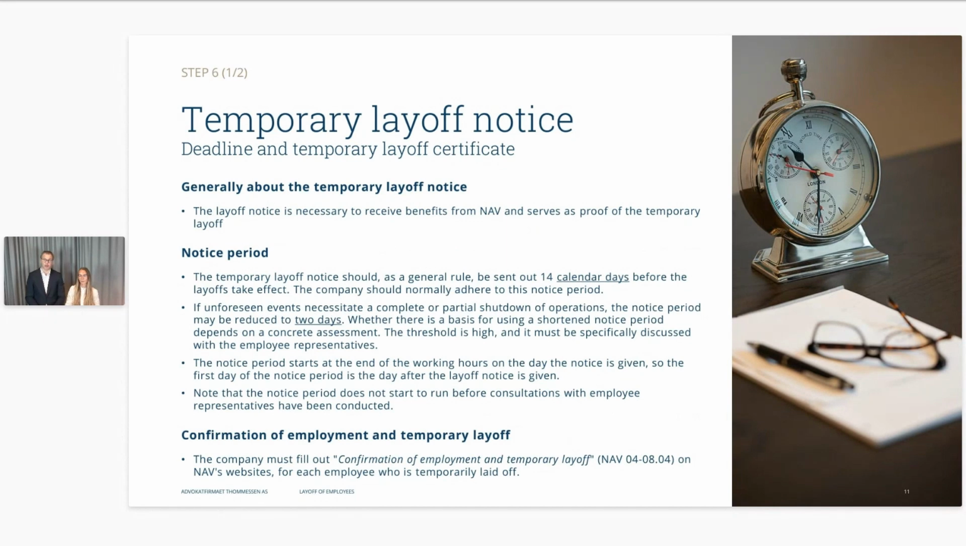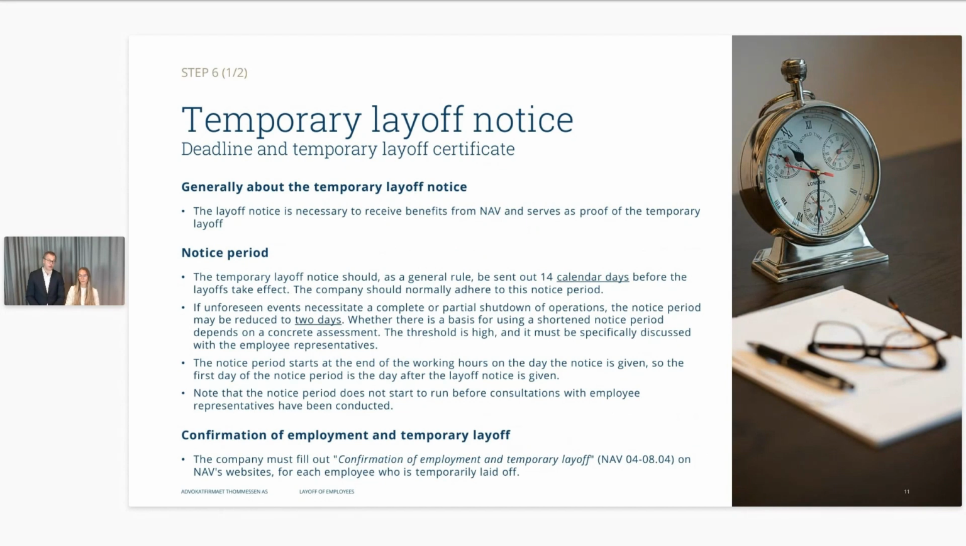Fires and natural disasters are typical unforeseen events. In March 2020, when the pandemic hit Norway, the requirement of unforeseen event was fulfilled, but later in the pandemic, the event was no longer considered as unforeseen, and employers had to use the notice period of 14 calendar days.